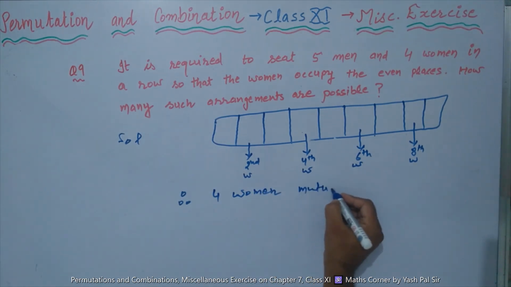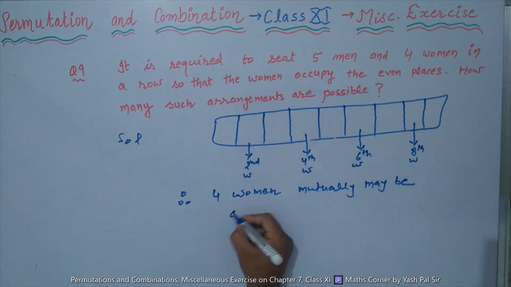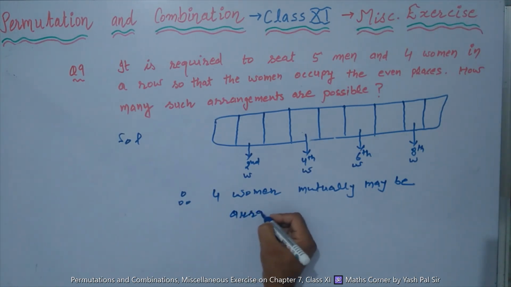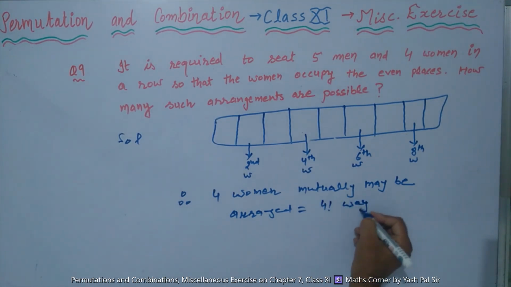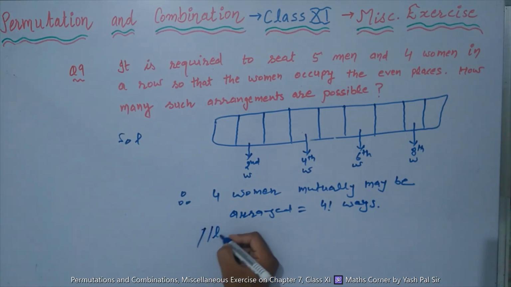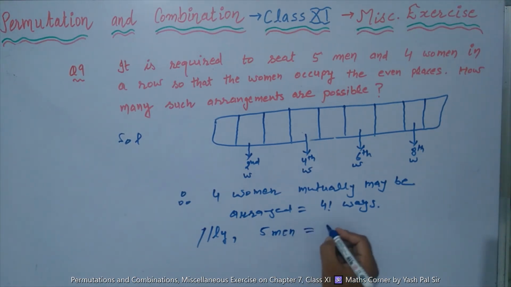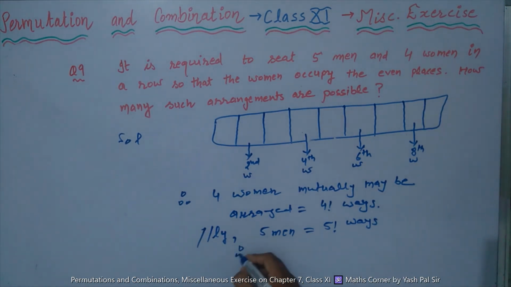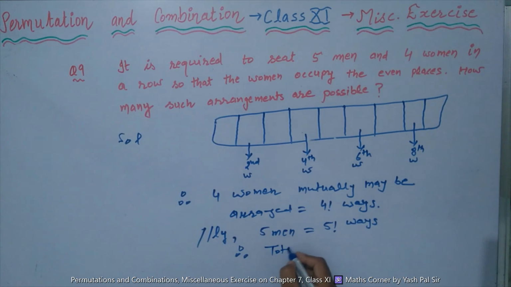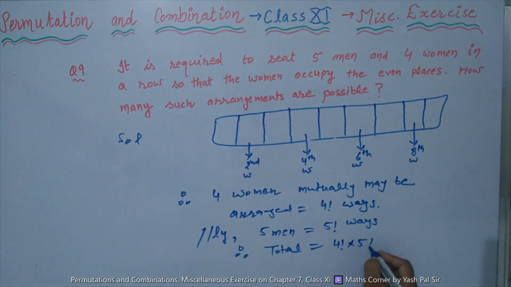may be mutually arranged equal to 4 factorial ways. Similarly, 5 men equal to 5 factorial ways. So in total, what we do, we multiply them with each other: 4 factorial into 5 factorial ways.